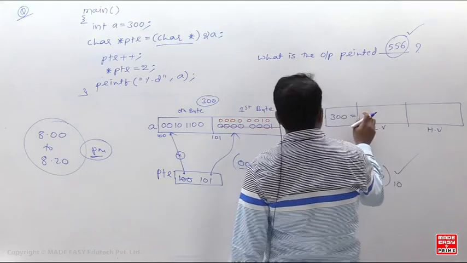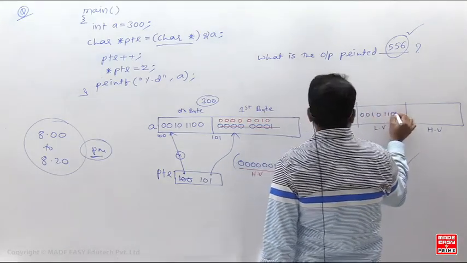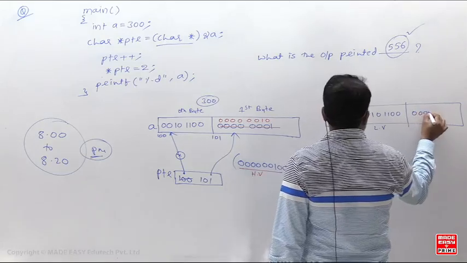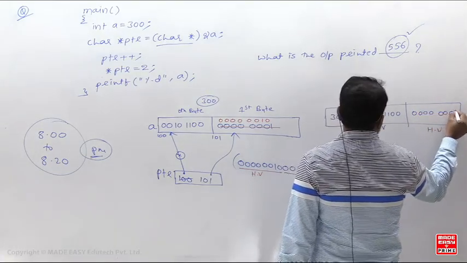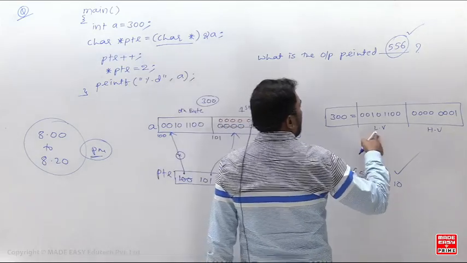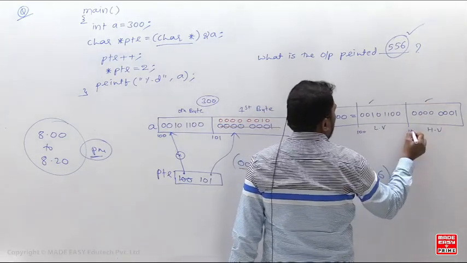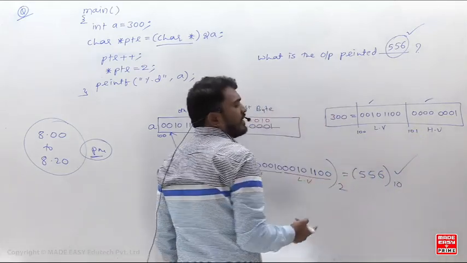So यहाँ पे क्या होगा, lower value byte only. So change नहीं हुआ है. So 101100. So this one will be 0000001. So lower value byte stored in the lower address, higher value byte stored in the higher address. This 100, 101. So I wrote wrongly.